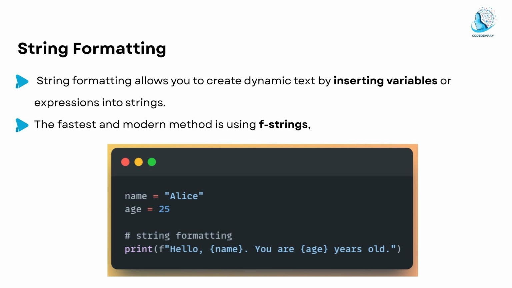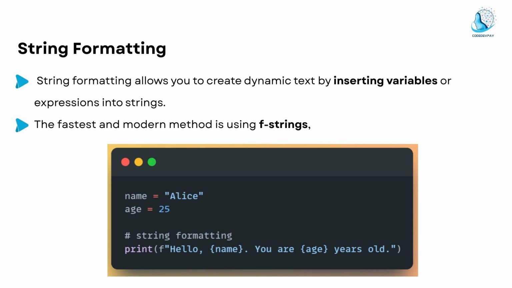So let's look at the syntax. For this example, we've created name and age. So for the name, we have Alice, and for the age, we have 25. We can format a string by using the f in front of the string at a particular place where we want to insert the variable. We have to introduce the curly brackets and then the variable name.